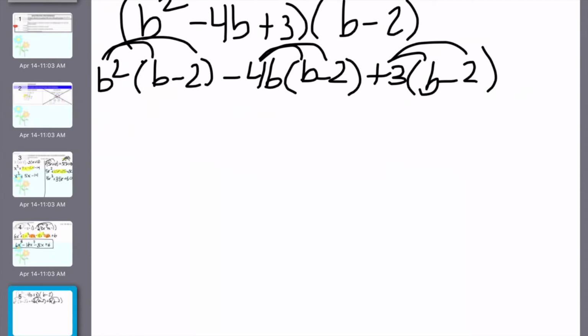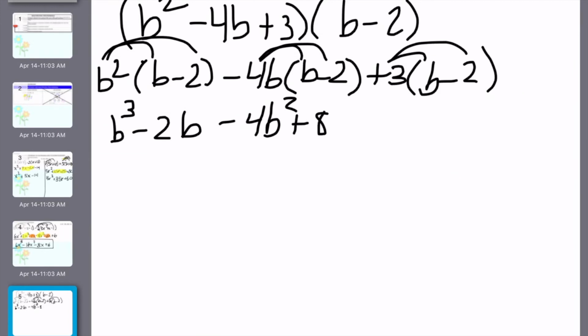So b squared times b gives me b to the third power, and b squared times negative 2 gives me minus 2b. Negative 4b times b gives me negative 4b to the second power, and negative 4b times negative 2 gives me positive 8b. And then 3 times b gives me positive 3b, and 3 times negative 2 gives me minus 6.